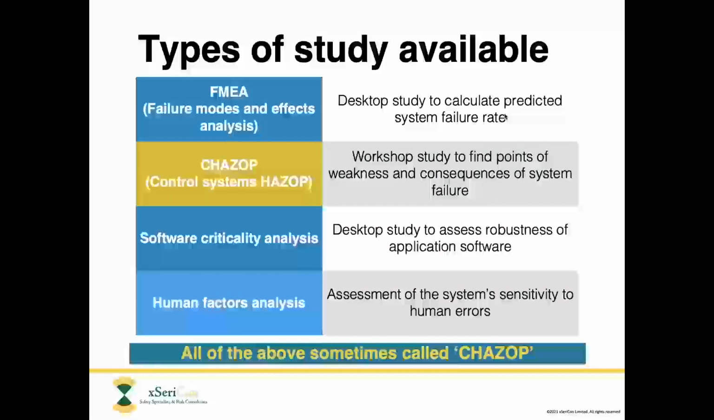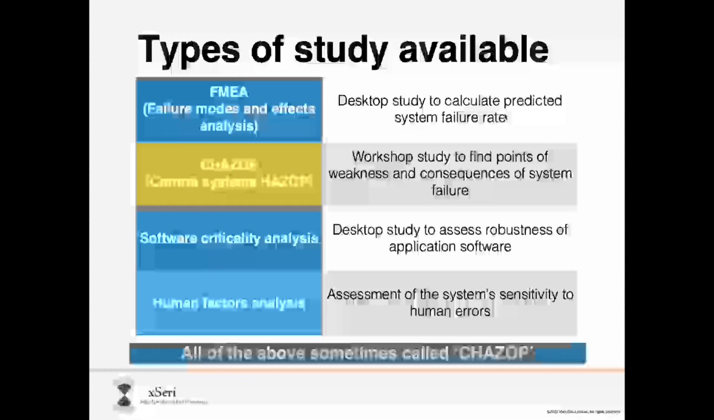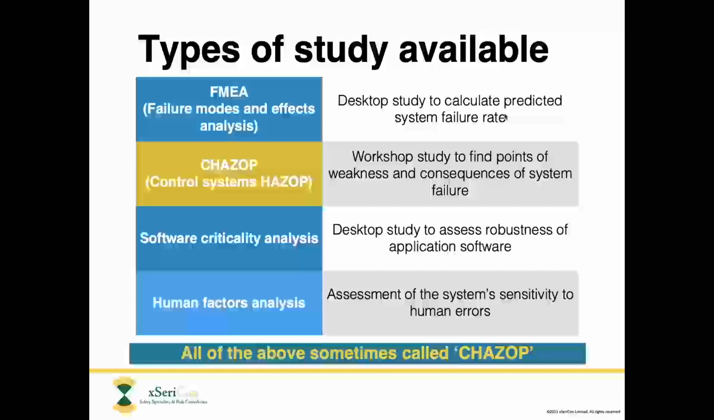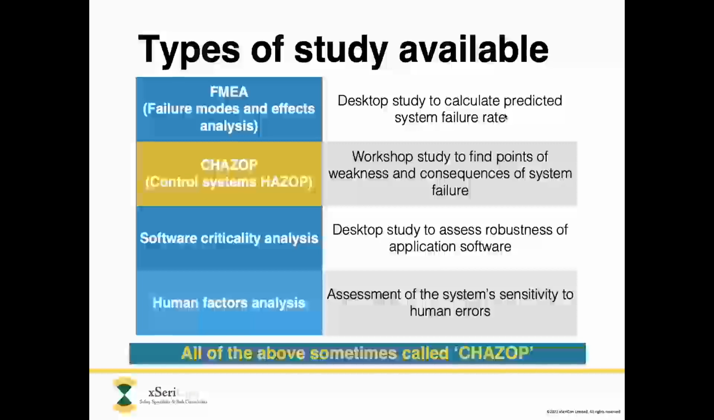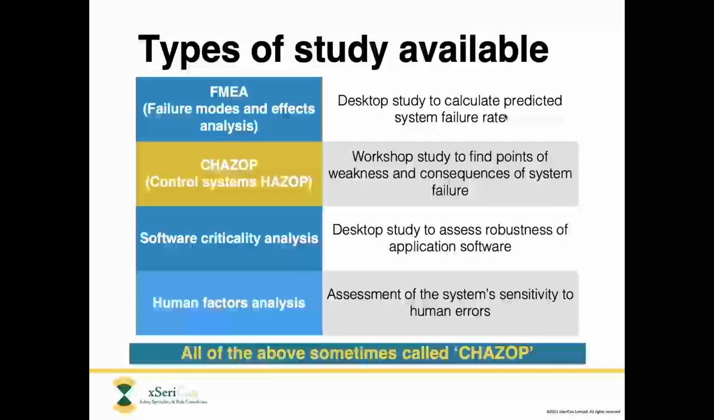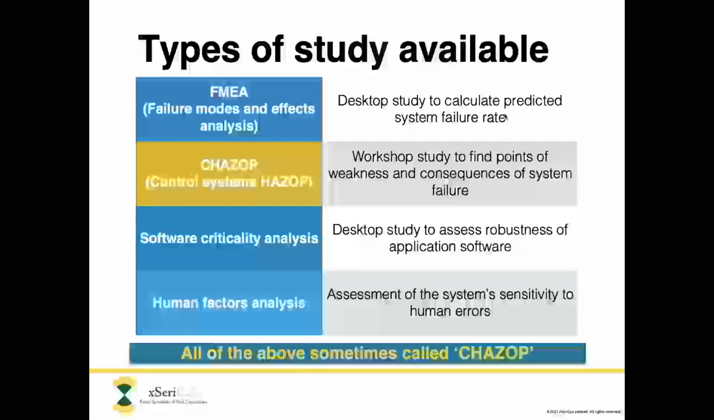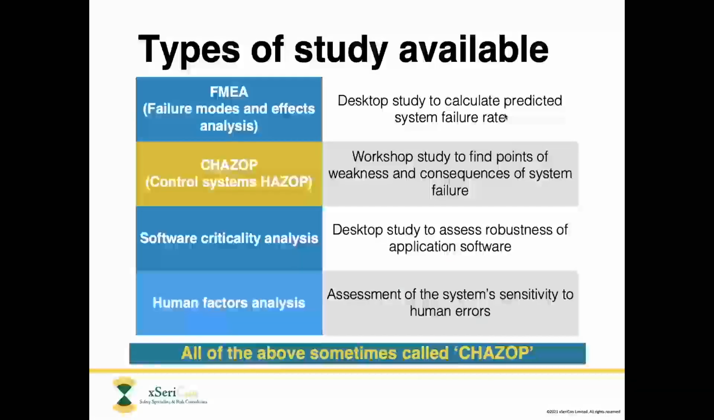So that's FMEA. CHAZOP, Control System HAZOP, which is the focus of our talk today, is a workshop study that focuses on the control system specifically. It systematically goes through a series of prompts or questions relating to the study in order to find points of weakness or vulnerability within the system and determine what would be the failure if those either failure events or other kinds of upset event occur. So the purpose of that then is to try to identify where the weaknesses are and maybe whether some redesign should be implemented or whether some additional safeguards are required or maybe some additional training or information provided to the operators.